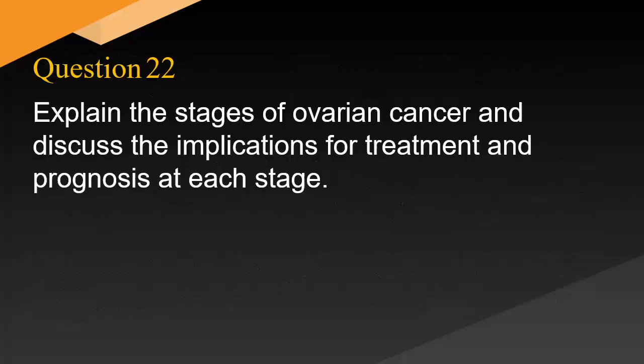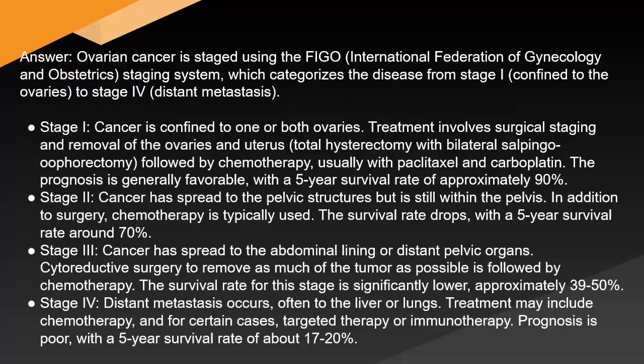Explain the stages of ovarian cancer and discuss the implications for treatment and prognosis at each stage. Answer: ovarian cancer is staged using the FIGO (International Federation of Gynecology and Obstetrics) staging system, which categorizes the disease from stage I, confined to the ovaries, to stage IV, distant metastases.